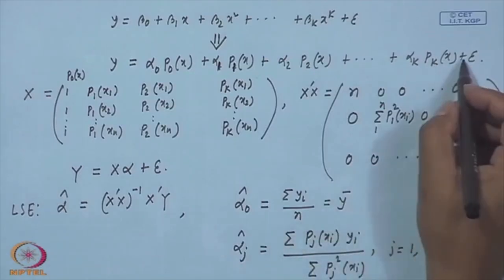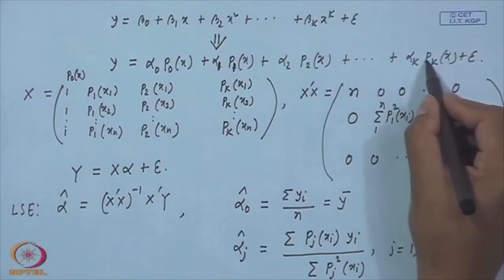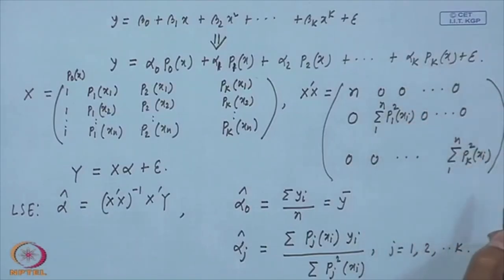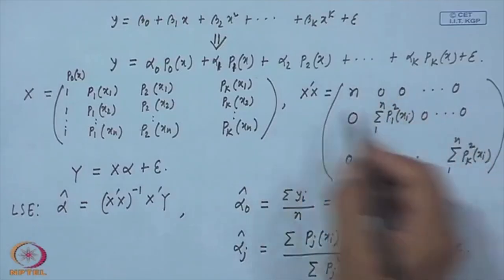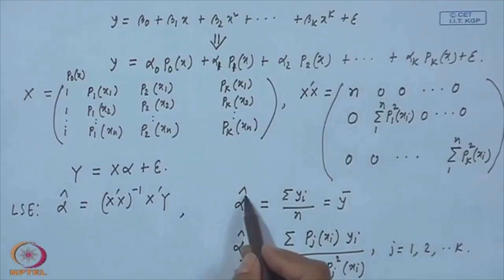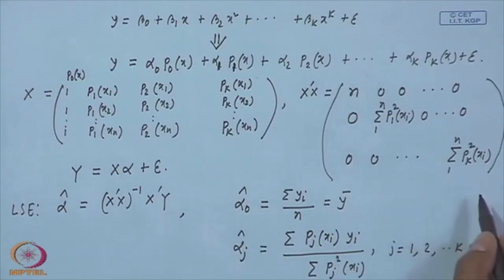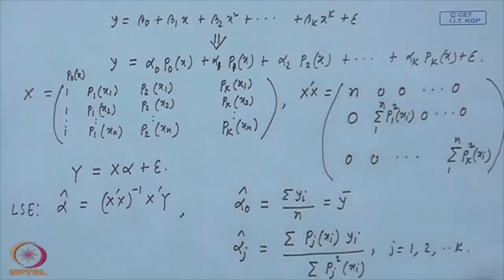Now, here the advantage is that you should observe this. If you add one more term here, say alpha k plus 1 P_{k+1}(x), these things do not change. So, you do not need to recompute X prime X, and the values of the lower parameters also do not change. So, this is the advantage of using orthogonal polynomials.